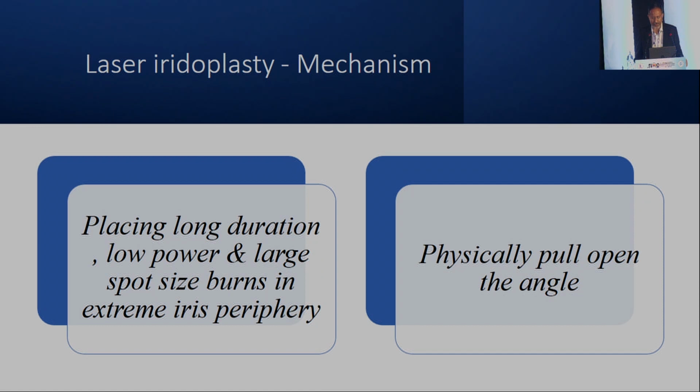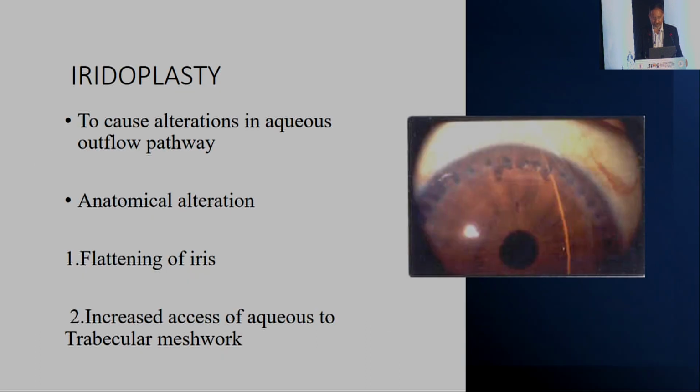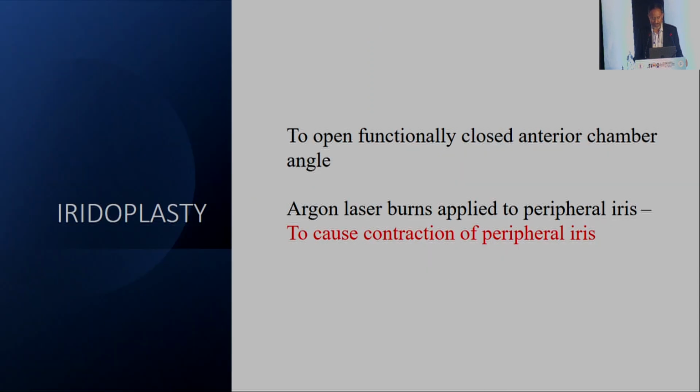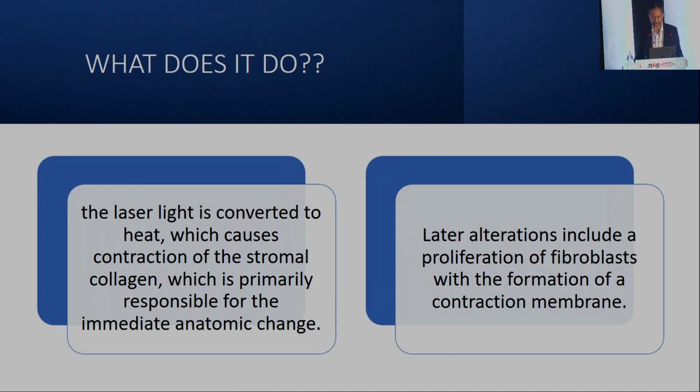So what is the mechanism? Placing long duration, low power, large spot size burns at the extreme periphery of the iris physically pulls open the angle. It anatomically alters the iris, flattening it and increasing access to the trabecular meshwork. So iridoplasty is to open a functionally closed anterior chamber angle. Laser burns applied to the peripheral iris cause contraction of the peripheral iris. The laser light is converted to heat, which causes contraction of the stromal collagen, primarily responsible for the immediate anatomical change. Later alterations include proliferation of fibroblasts with the formation of a contracting membrane.